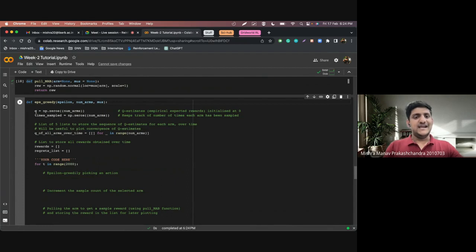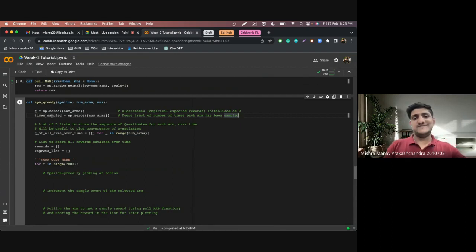First, I initialize small q, which is zeros of the total number of arms. Okay, so my num arms is 5. I gave some mu's. Epsilon is the epsilon parameter. So this small q basically maintains the q estimates, which is initialized at 0. I can initialize it to any number. I need not always necessarily initialize my q estimate to be 0, but I have to start with something, right? So I start with 0. You can always bias it to some other number to start off the estimate with. Sometimes it might help when we bias the q value initialization.